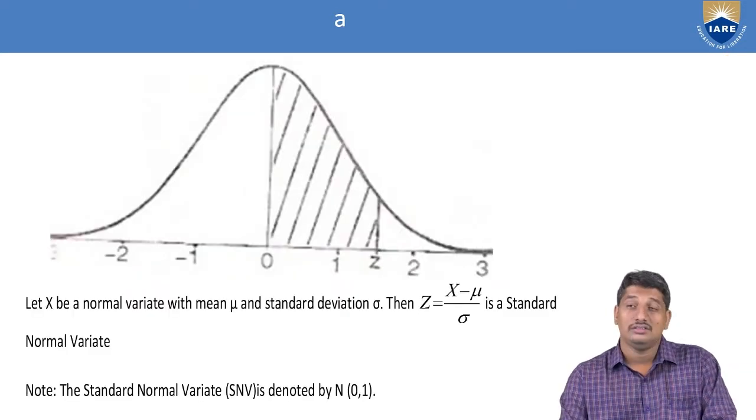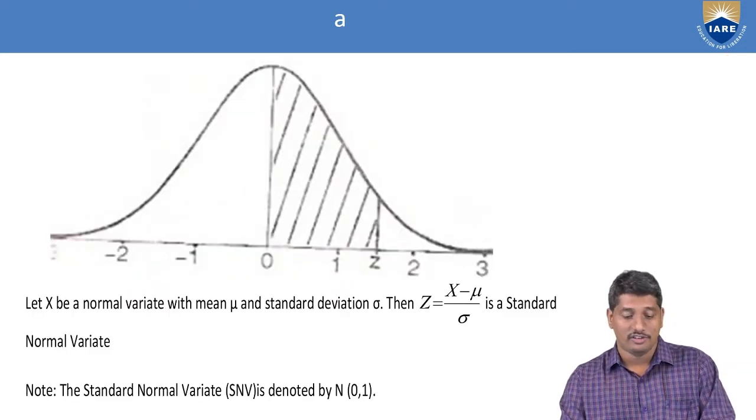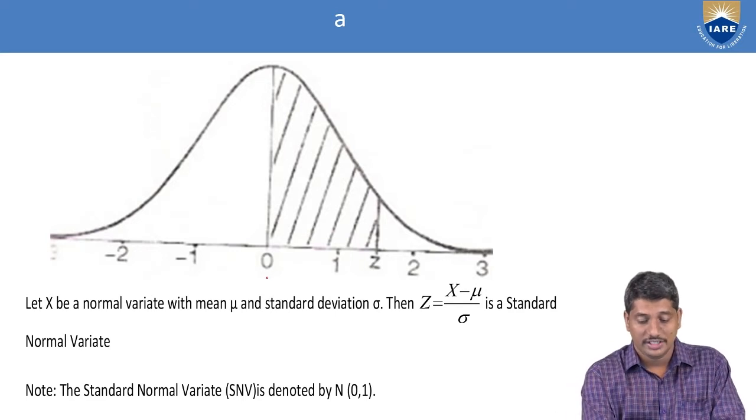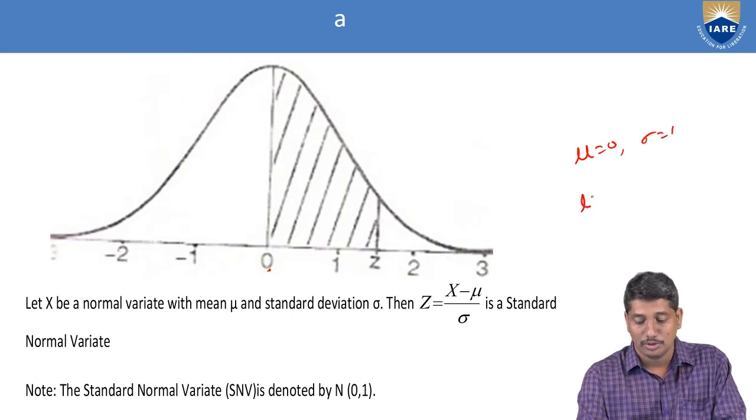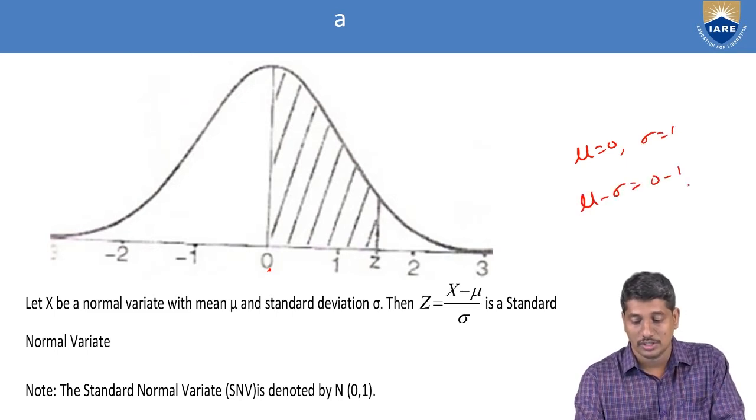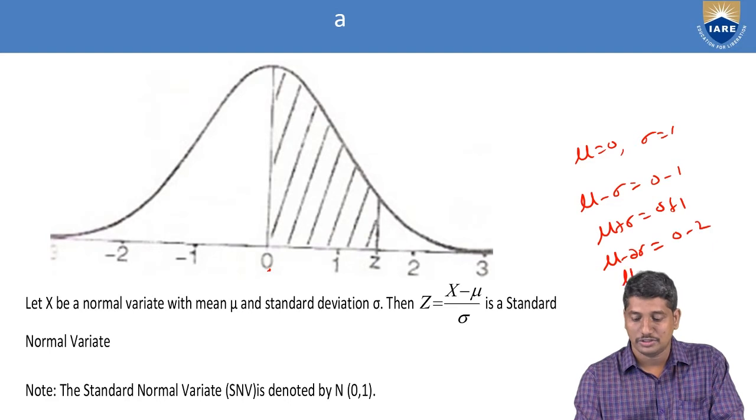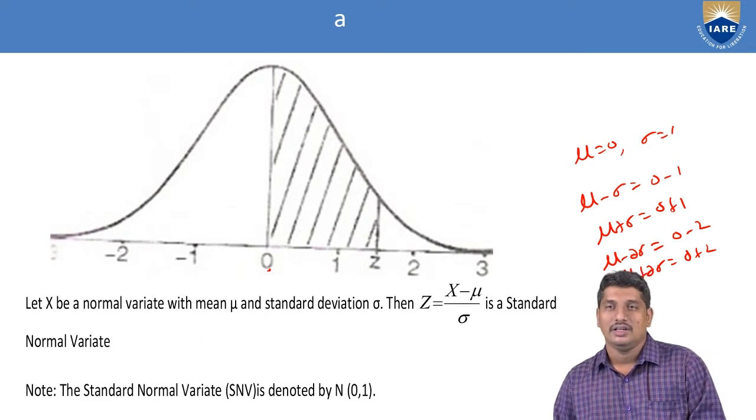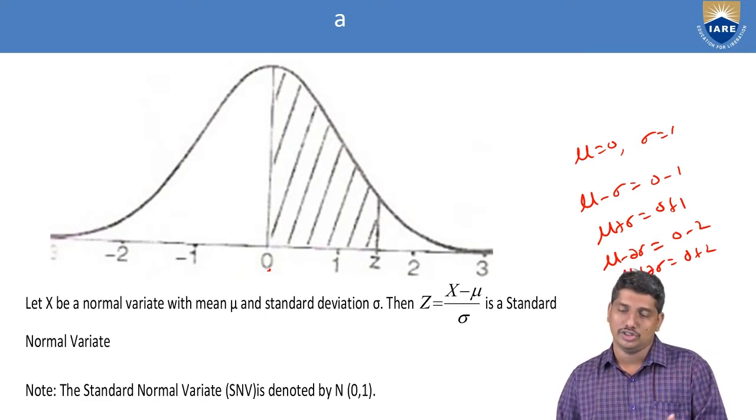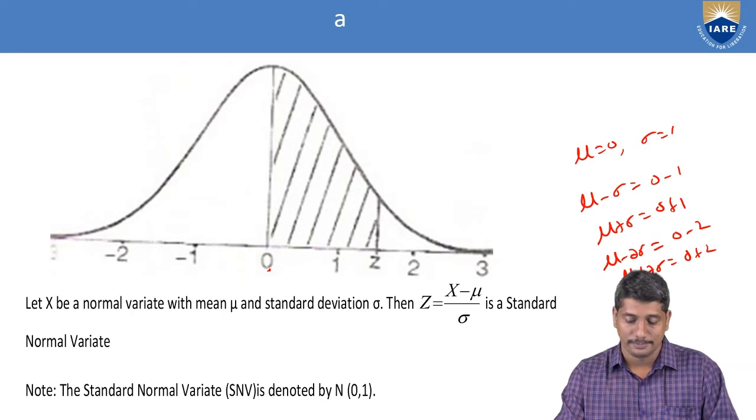Yes, this is the graph of the standard normal variate. This is 0 because here the mean is 0, mu is equal to 0, sigma is equal to 1. Mu minus sigma means 0 minus 1. Mu plus sigma means 0 plus 1. Mu minus 2 sigma means 0 minus 2. Mu plus 2 sigma means 0 plus 2. Like that, you can understand. The same properties will be applied here, except mu is equal to 0 and sigma is equal to 1. That's what we have to understand.